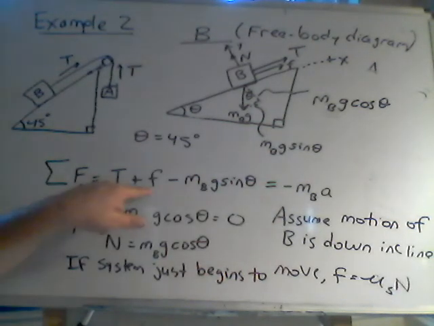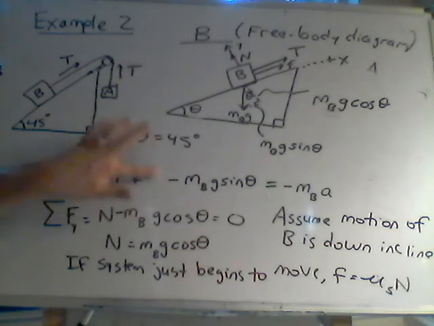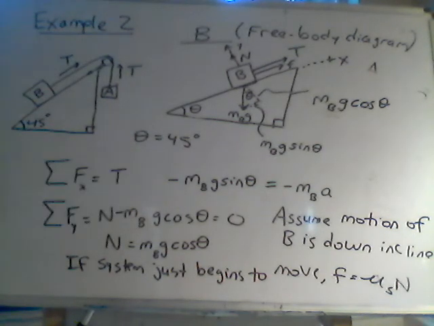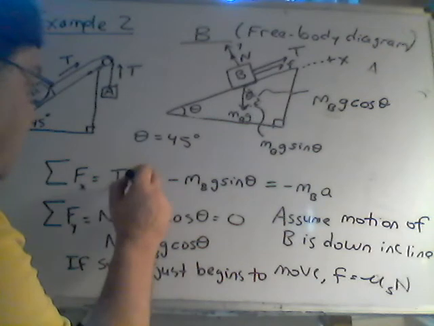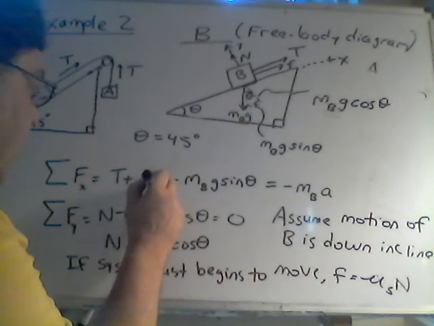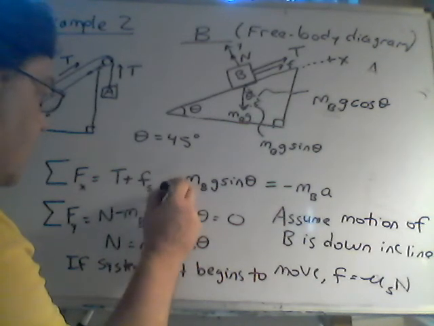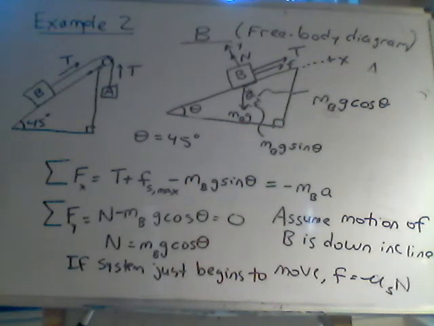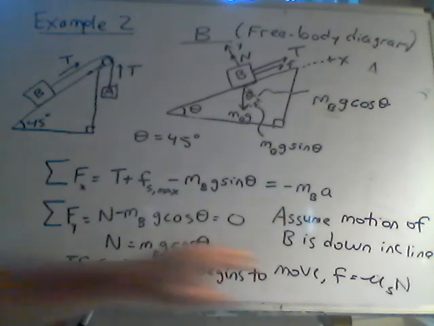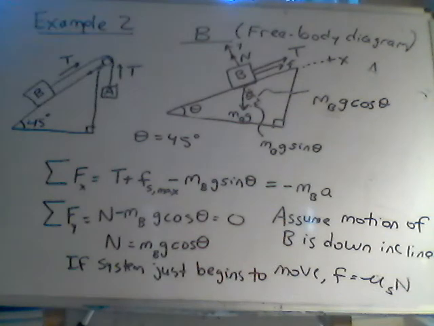So again, instead of F, I'm going to understand that if the system is literally just beginning to move, this is F sub S max. It's S for static because the system was initially at rest. We're applying a force that's big enough just to get it moving. That's the F sub S max, which is equal to mu sub S times the normal. We've been through this before. And the normal is what? M sub B G cosine theta. Put all that together.